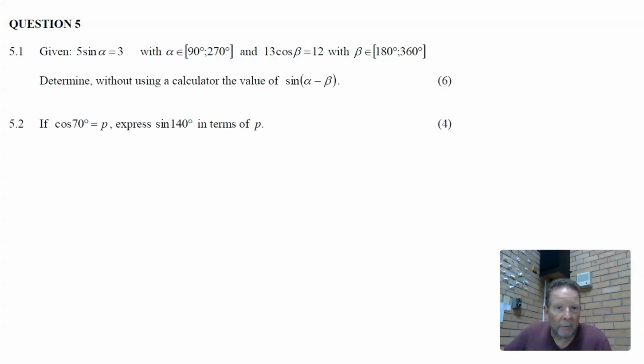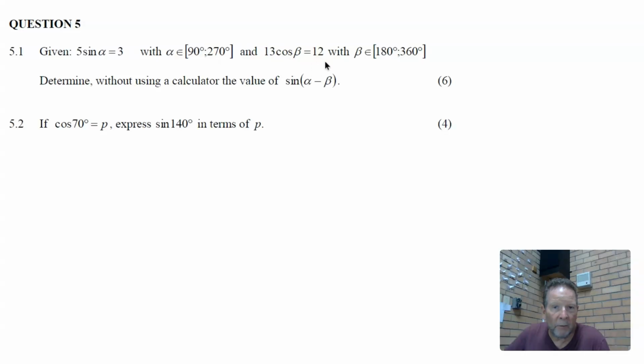Okay, let's try the next trigonometry question. Ooh, looks like another Pythag trig question here because you've got your sine alpha, divide by 5. You know that it's positive 3 over 5, but you know it's between 90 and 270 degrees. So if it's positive, it can't be the first quadrant. It must be in the second quadrant.